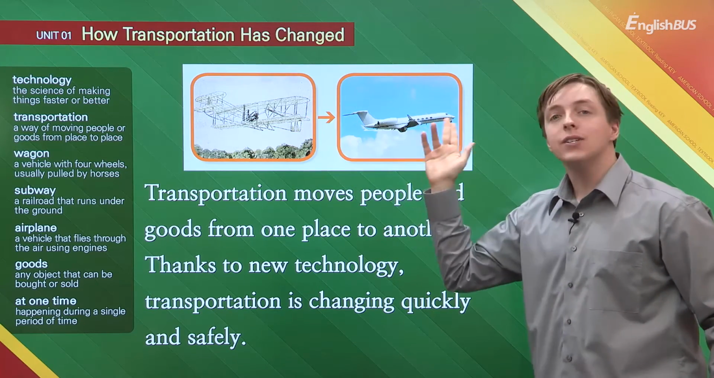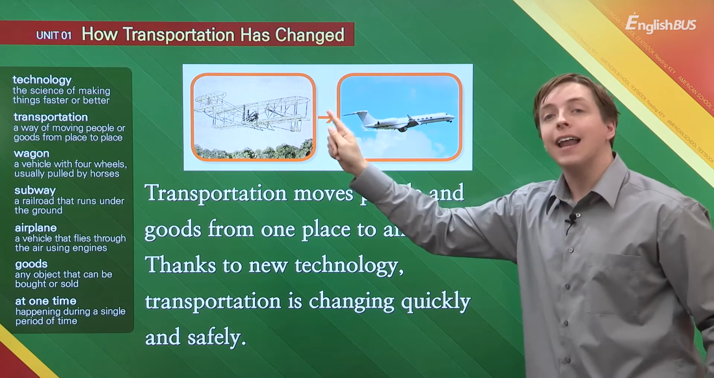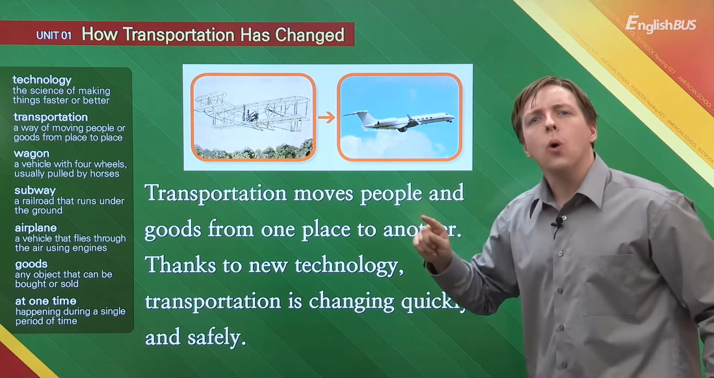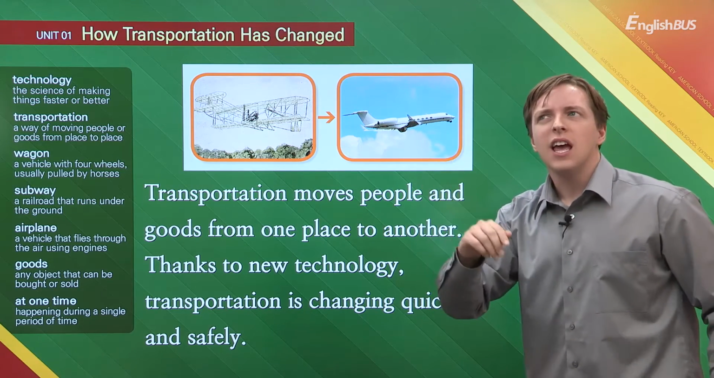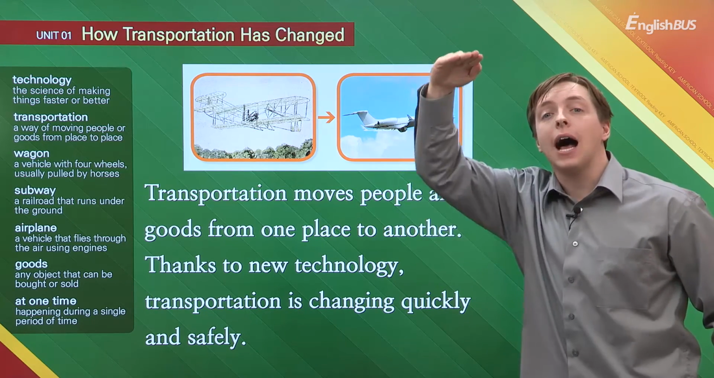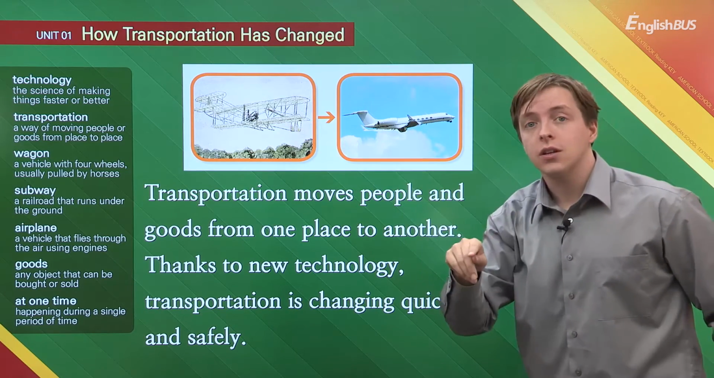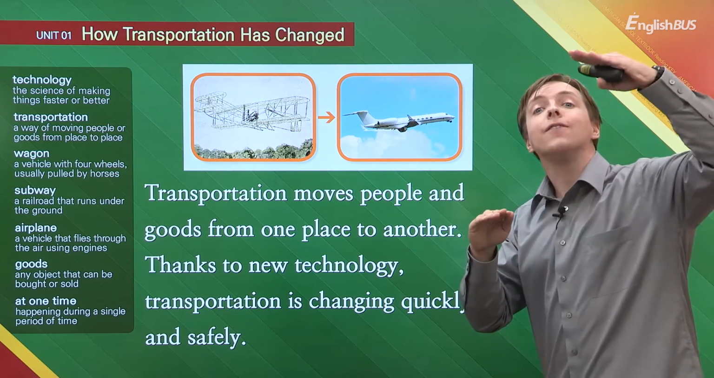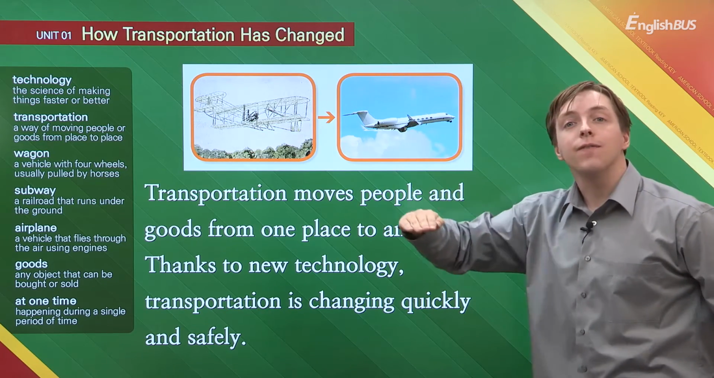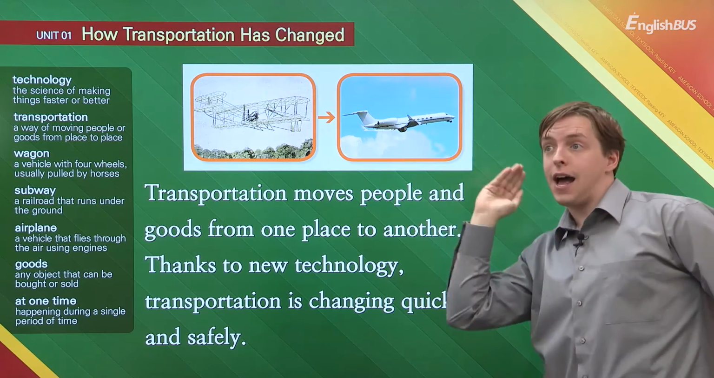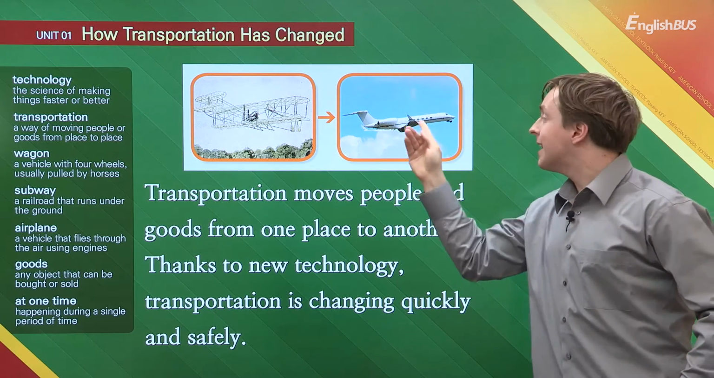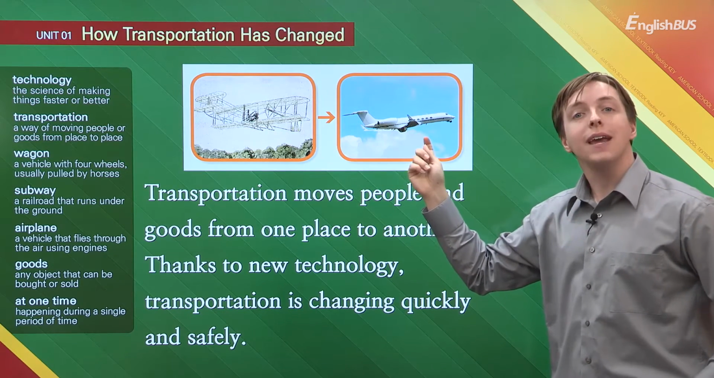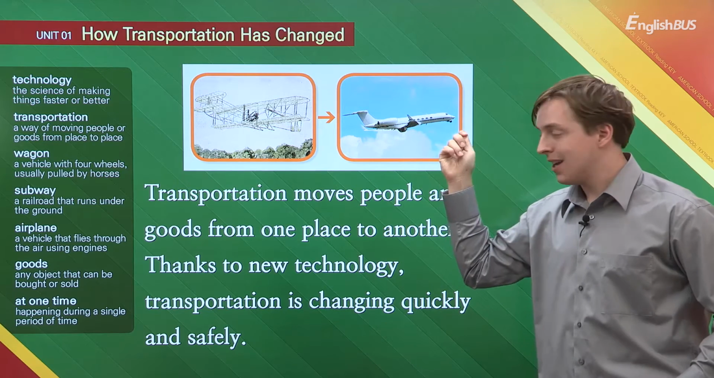So look at these 2 pictures. Here we have an airplane, the first airplane. But look, it can only carry 1 person. It cannot fly very high or very fast. But this is a modern airplane, a more advanced airplane. It can fly higher, it can fly faster, and it can carry more people. So this is possible because of technology.